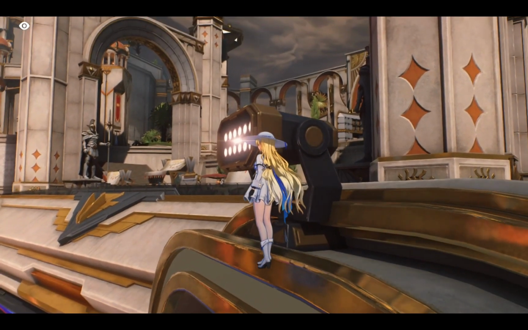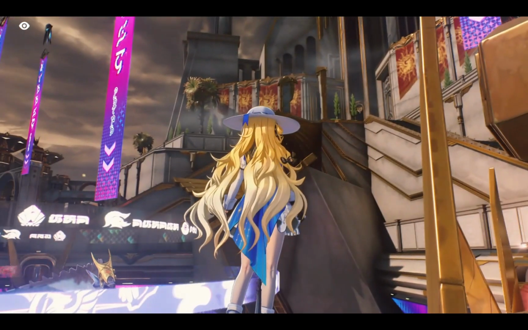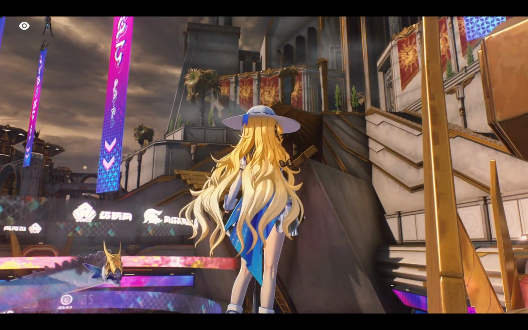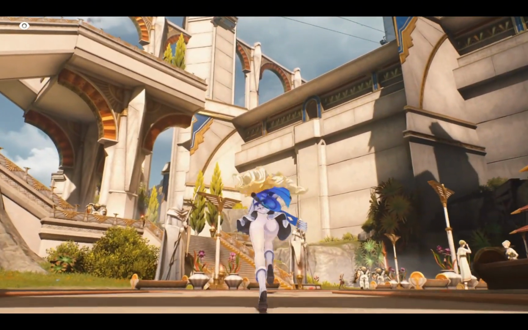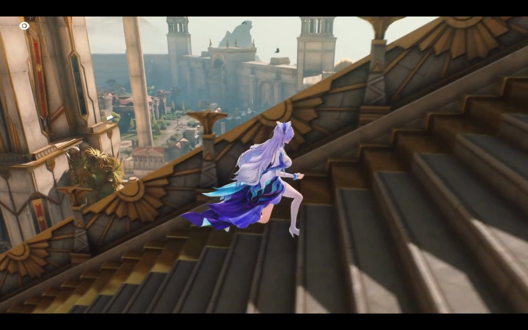Design like this isn't easy. It takes vision, discipline, and a lot of iteration. But the results speak for themselves. Septimont sets a new bar for world design in domestic games. It's the kind of environment that invites exploration over and over again.